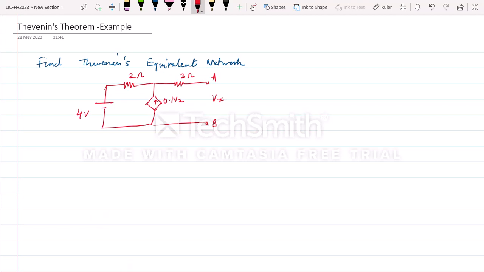Now we know that when it has a dependent source, we cannot find RTH directly. So there are three steps. The first one is find VTH, the second is find ISC, and third, by finding VTH and ISC, we can directly say RTH is VTH upon ISC. What is VTH? It's the open circuit voltage at VAB. ISC is the short circuit current at VAB; we will short circuit AB and find ISC. So let us see how to find this.